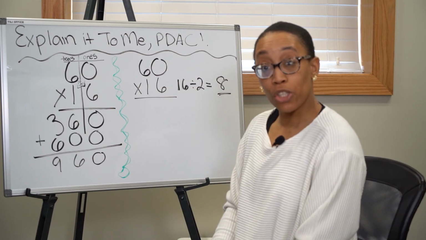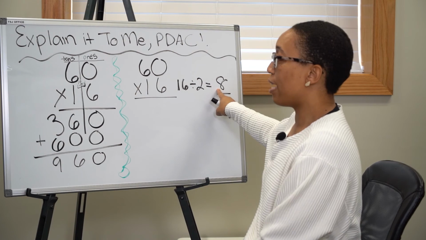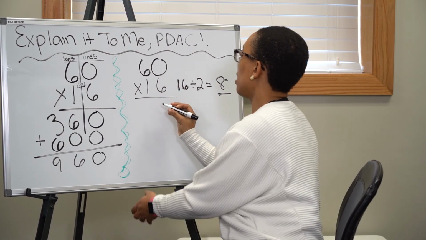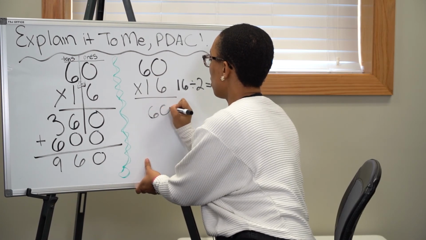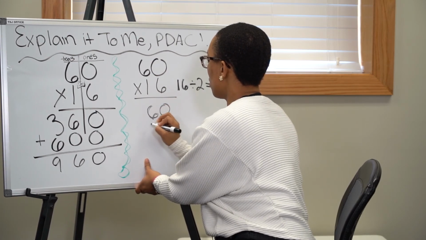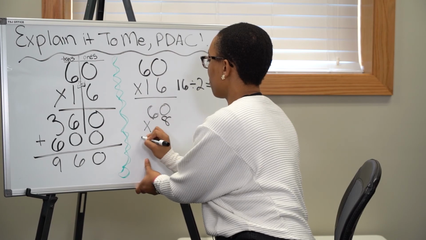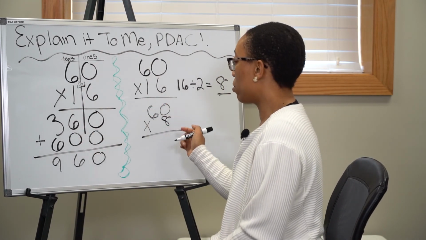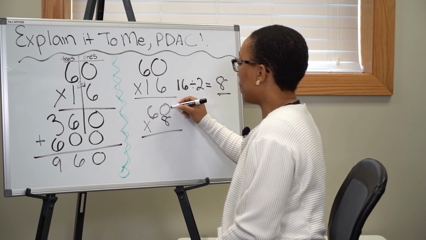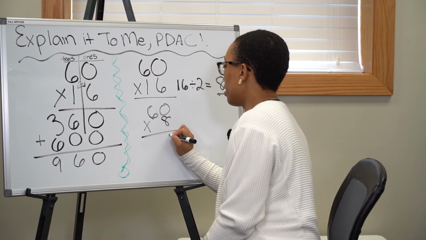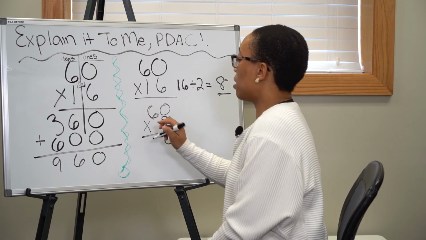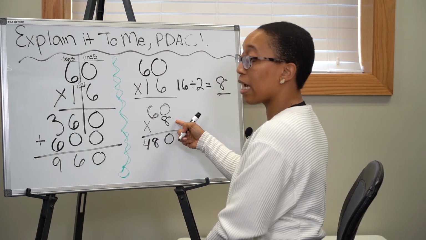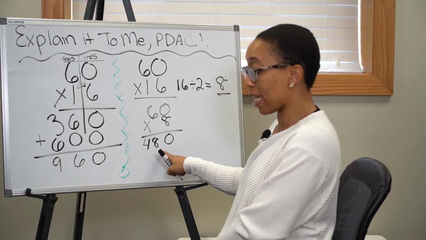And then what they want you to do is multiply this number by 60. So we no longer have 60 times 16. We have 60 times 8. So then we're essentially going to do the same method that we did over here for multiplying. So the ones column times 8, 8 times 0 is 0. And then 8 times 6 is 48. So 60 times 8 is 480.